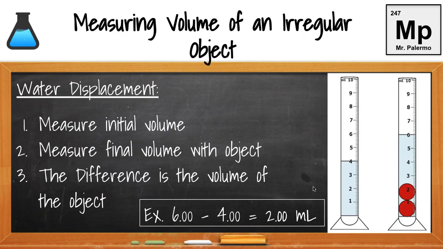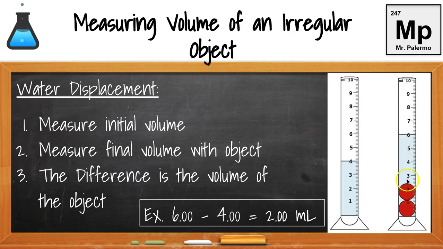How do we measure volume then of something that's an irregular object, like a sphere or some other irregular object that we're measuring in class? Well, we use something called water displacement. And it's really simple. You place a known amount of water in the graduated cylinder. So here we have 4 milliliters. We drop in our objects, and because they take up space, they have volume, they're going to displace the water. And the amount of displacement is the volume of that object.